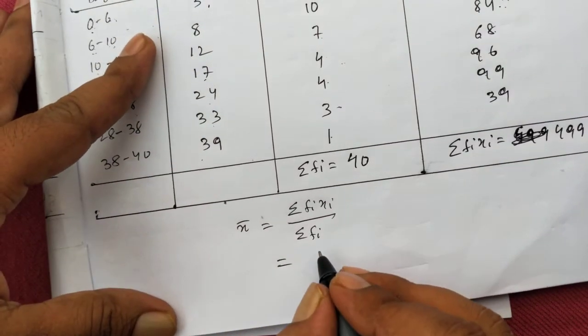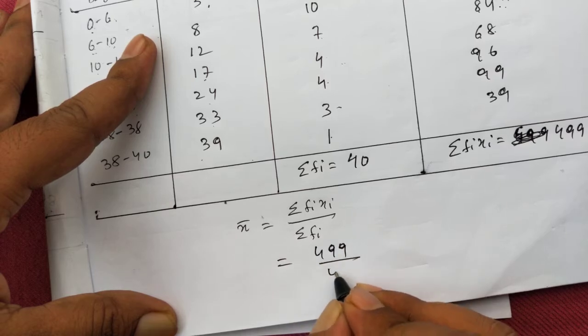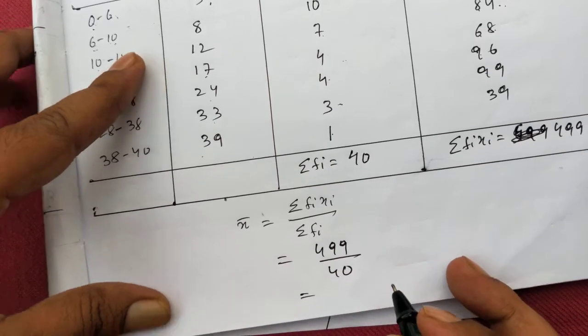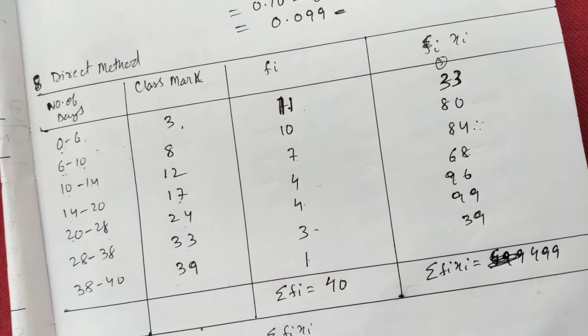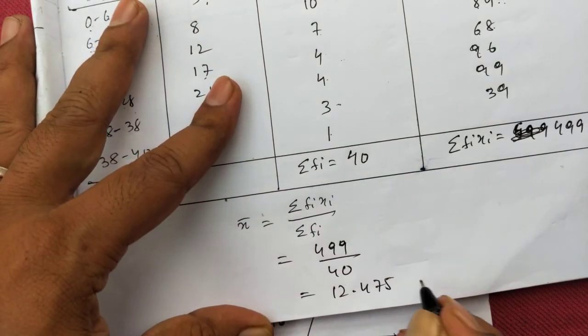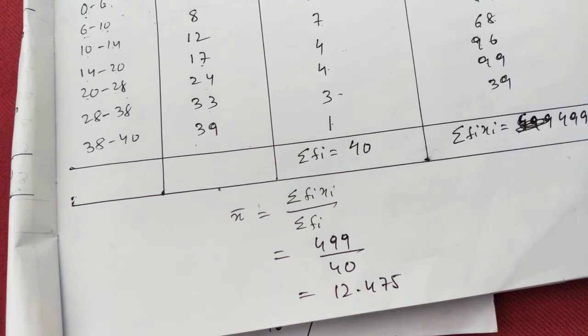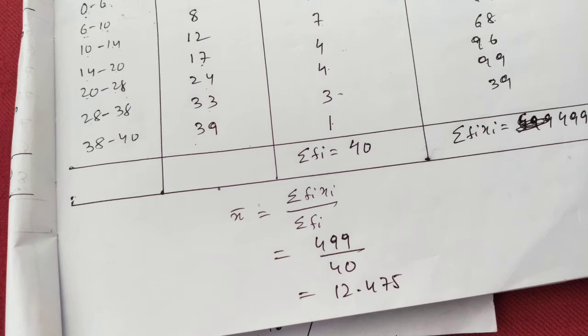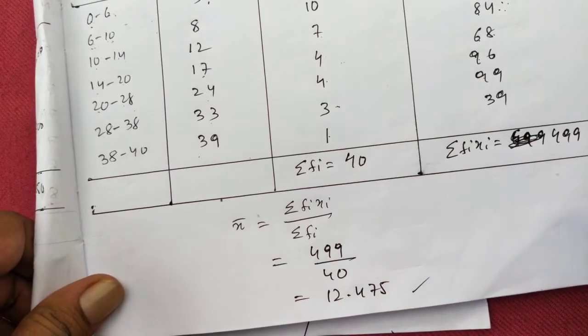Now apply the formula. This will be 499 divided by 40. You'll get 12.475. So this is your answer. Let me check the answer in your textbook also. Okay, it's given approximately 12.48, but this is correct, okay? So this is your answer.